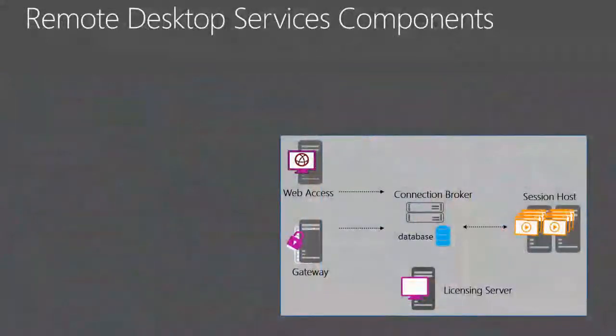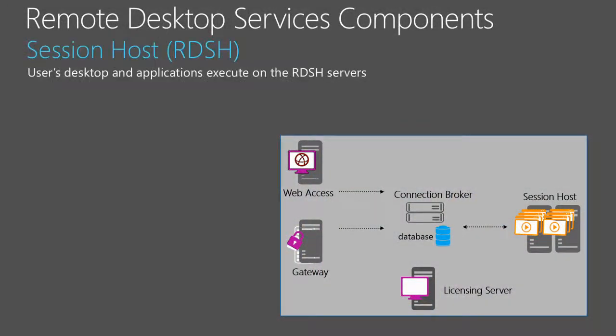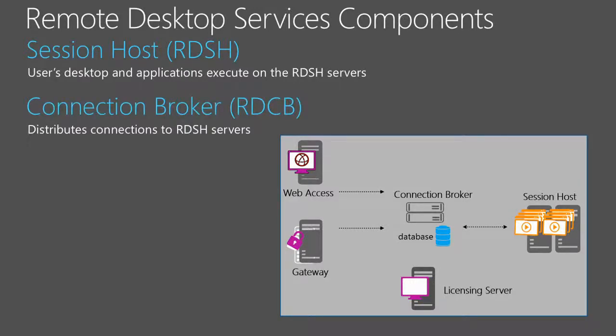All right, so Remote Desktop Services, that comes in Windows Server. There are 5 basic components. There's the session host. That's where the work's actually being done. That's where users log in, where their desktops are running, and where their apps are running. We have a connection broker component that distributes connections across multiple session hosts. So you can build farms of session hosts and connect users to those through load balancing.